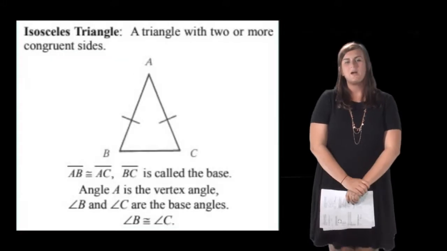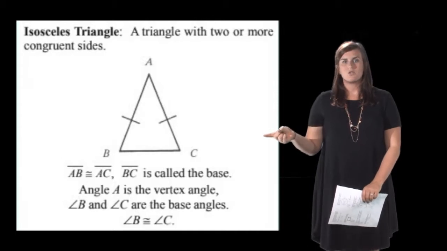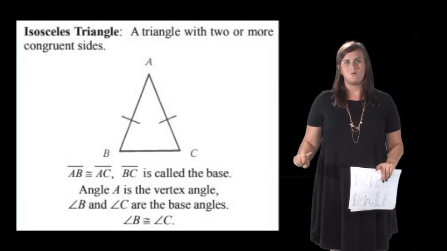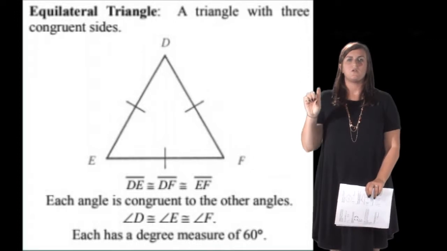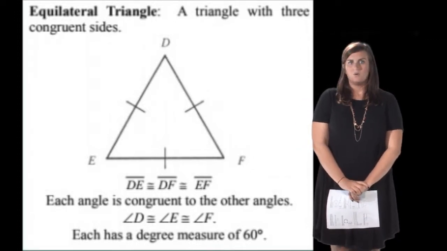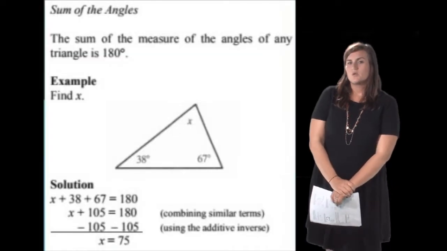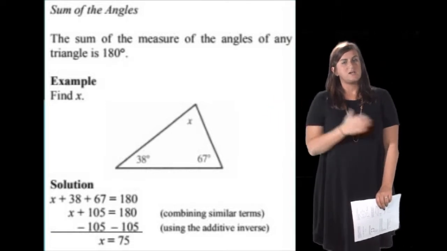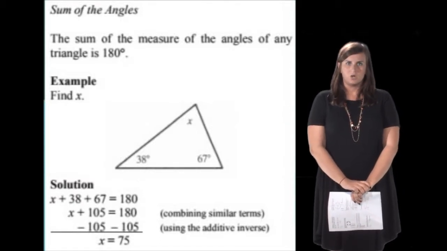Triangles. So there's all kinds of special triangles. First, we have isosceles triangles, which have two congruent sides, which leads to two congruent angles. Then we have equilateral triangles, where all three sides are equal to each other and all three angles are equal to each other. If the triangle's equilateral, each angle is 60 degrees. The other really important thing to remember about triangles is that if it doesn't have any special properties like isosceles or equilateral, all three angles will always add up to be 180 degrees.